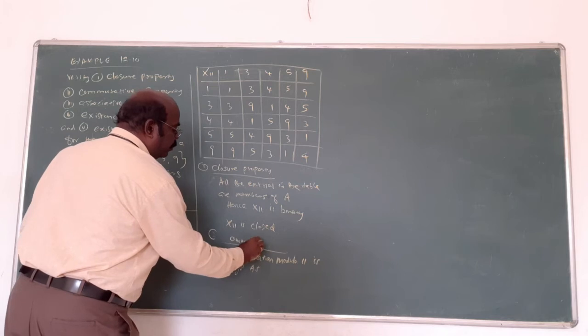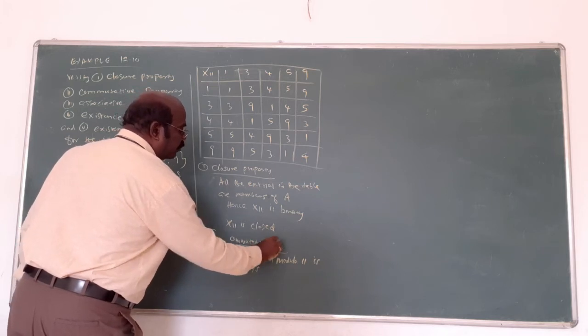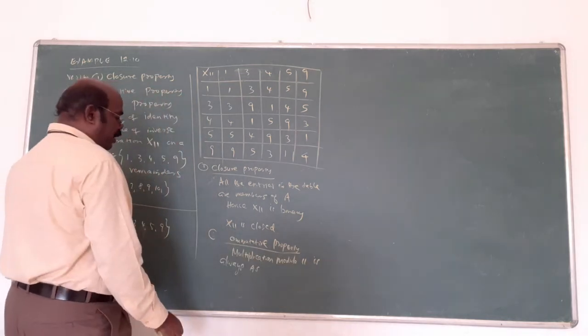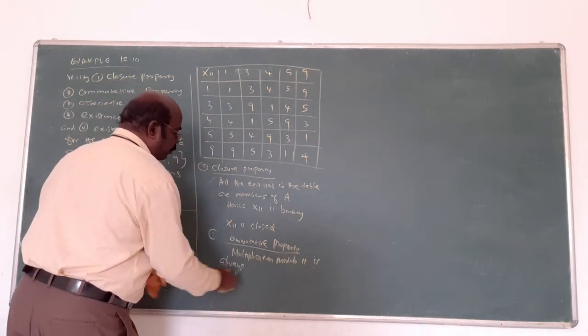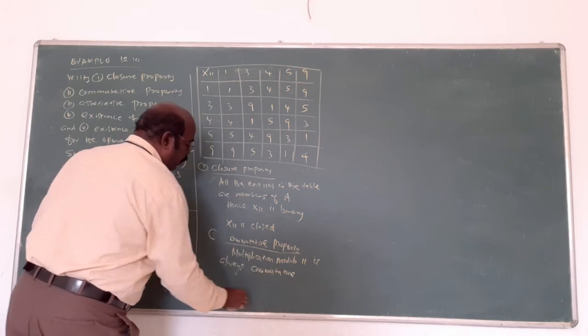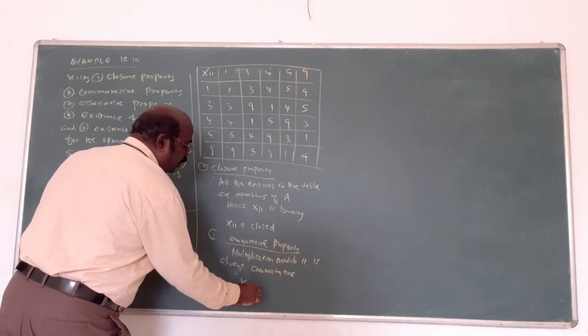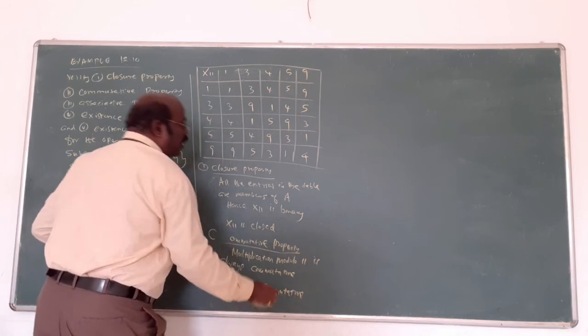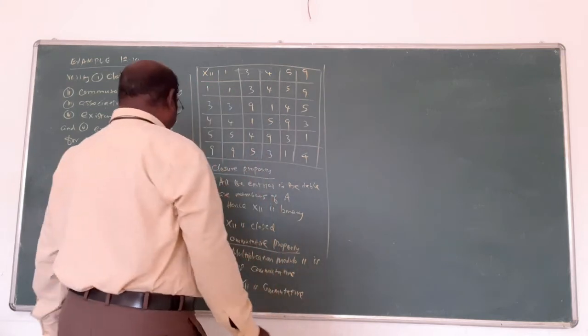Commutative property. Multiplication modulo 11 is always commutative. Therefore, multiplication modulo 11 is commutative. Associative gives the same result.